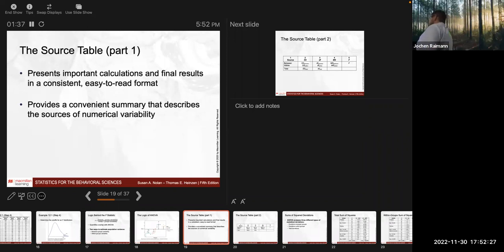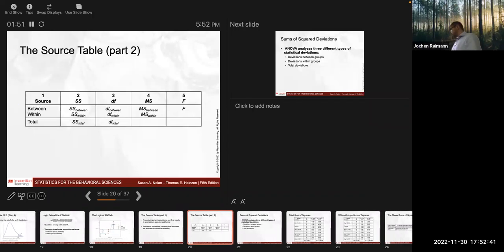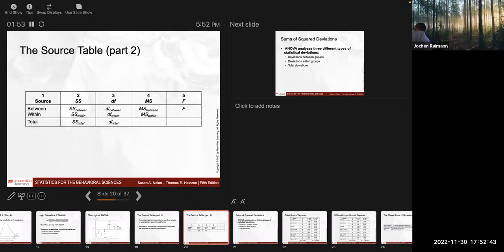And they always look the same way, because these are the mainstays and the main information pieces from an ANOVA. The source table is meant to summarize these and give you an overview of what you're actually looking at. It looks like that. In the first column on the very left, you have the source, which is either between or within or total. Then you have the sum of squares.